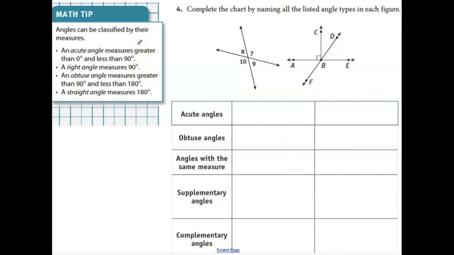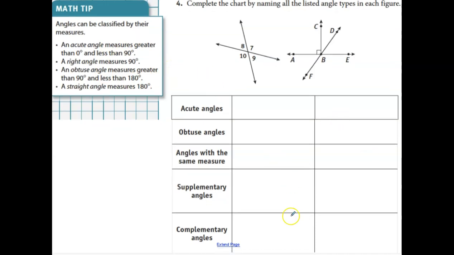Angles can be classified by their measurements. An acute angle, we know, measures greater than 0 but less than 90. A right angle measures exactly 90 degrees. An obtuse angle measures more than 90 but less than 180. And then a straight angle measures 180. So that's some basic vocabulary from middle school.